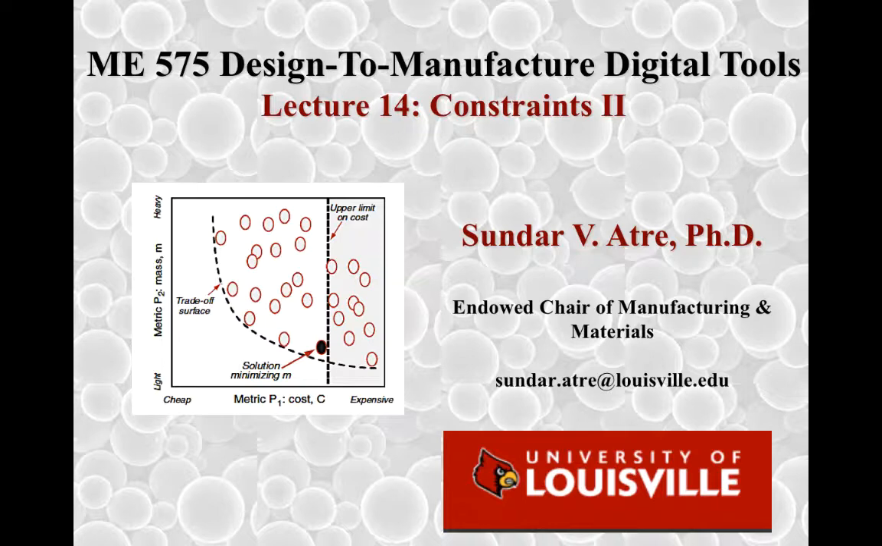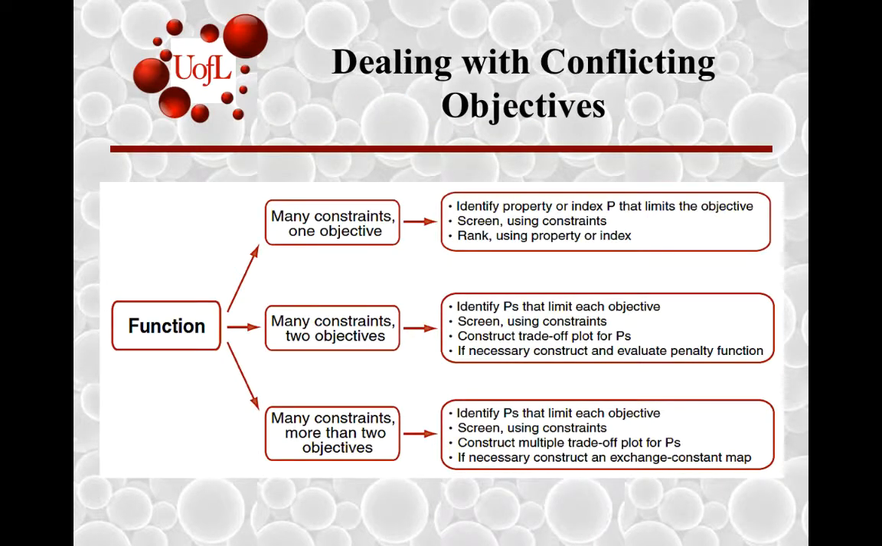So, we'll continue our conversation about the use of constraints in designs. In the previous class, we looked at the situation when you had a single objective, two objectives, or more than two objectives to be able to work with a design function, and you could have several constraints. In the first case, you would rank and then use a property index. In the second case, you would construct some kind of a trade-off plot when you had two objectives, and that was connected by the use of the penalty function. And then finally, you would create an exchange constant map if you had more than two objectives. So you'd construct multiple trade-off plots for the various performance indices P's.